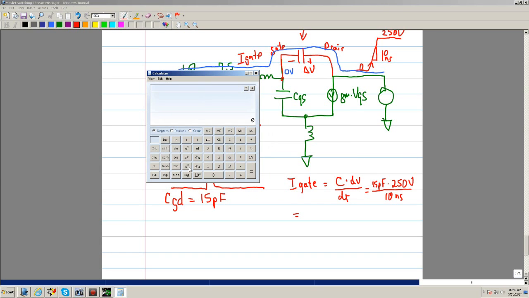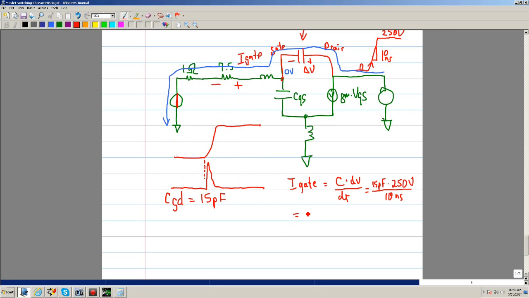Okay, so let's do 15 pico times 250 volts divided by 10 nanoseconds, so that should be 375 milliamps.